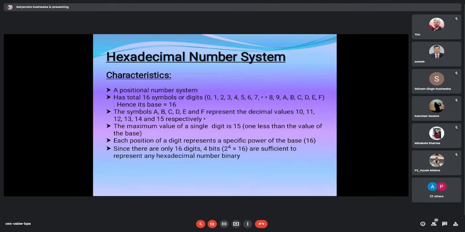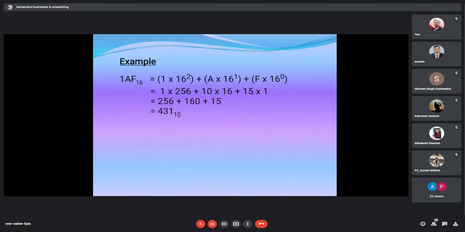Since there are only 16 digits, that is 4 bits, which is written as 2 to the power 4 is equal to 16, that is sufficient to represent any hexadecimal number in binary. Now its example is given, that is shown as 1AF base 16, and it is shown how to convert it to a decimal number system, that is 431 base 10.